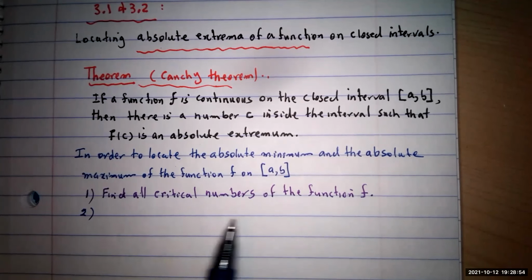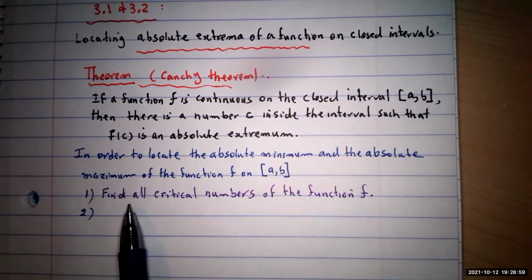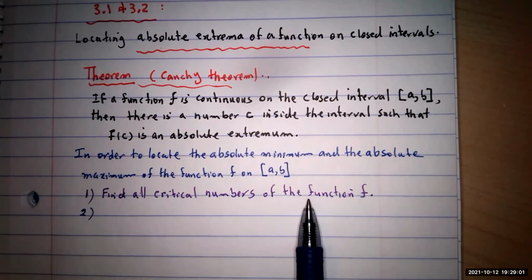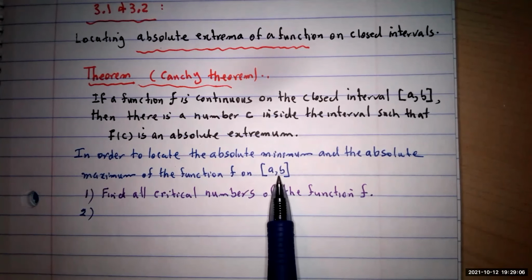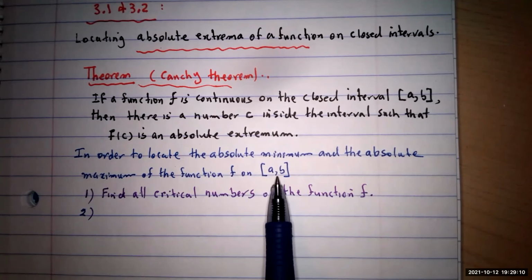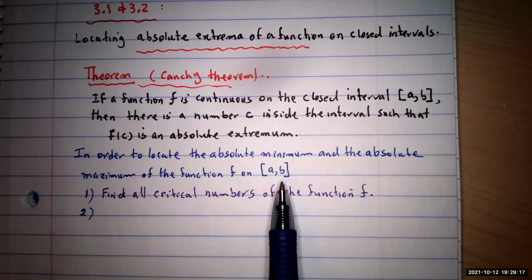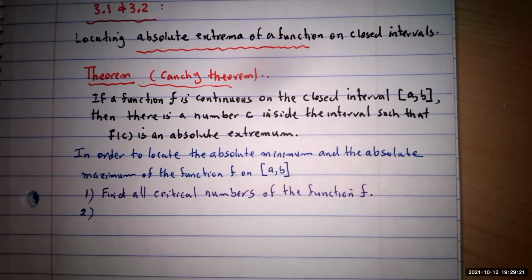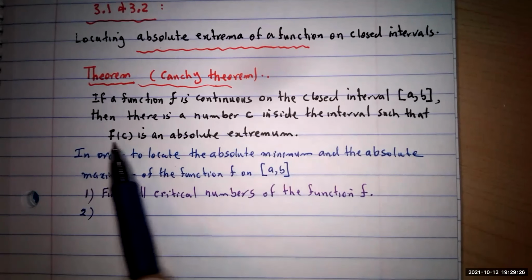What's going to be step two? Step two, remember the domain of this function is the closed interval of a and b. When you find these numbers, you have to check. Make sure that these numbers are in your domain. If the number is in your domain, you accept it. If these numbers are not in your domain, you reject it. If you accept it, you drop it back to the function and you find the value of the function, because that would be this f of c that we talk about.